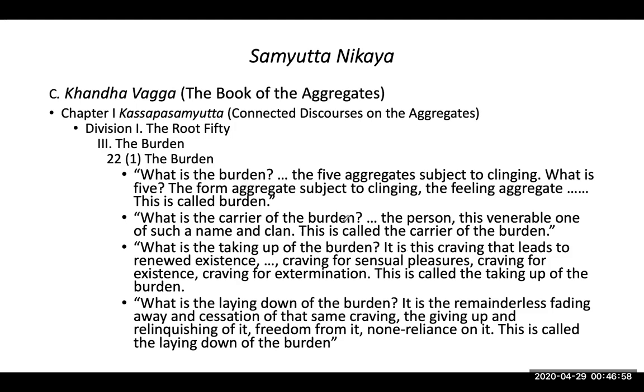So we need the five khandhas, but how you use them is important. Depending on how you use the five khandhas, you are either free from craving or you become entangled with more burden. And what is the main factor that determines whether you can be liberated or be entangled with the burden? That is your craving.